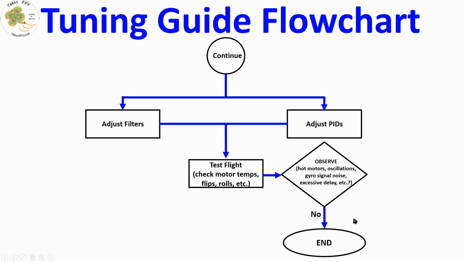If we're not satisfied because one or more of these conditions does exist, we continue the cycle of making adjustments, performing a test flight, and observing our quad's performance until we are satisfied with it. That's the general flow of our process. Now let's take a look at how our baseline PIDs are doing their job.